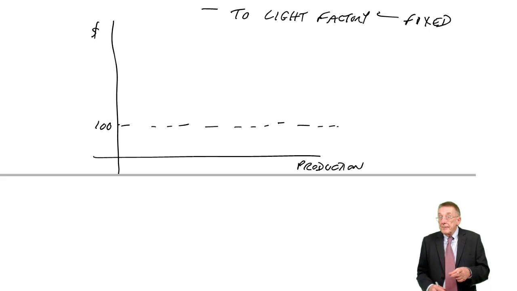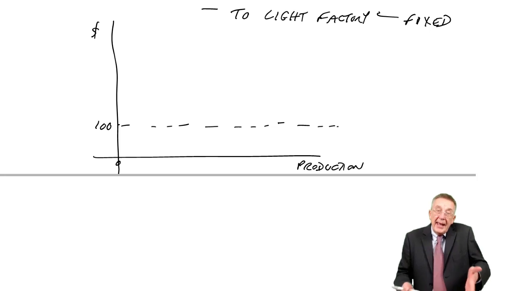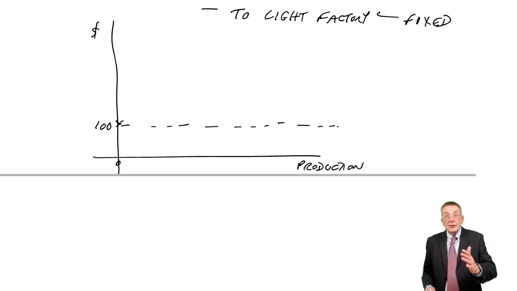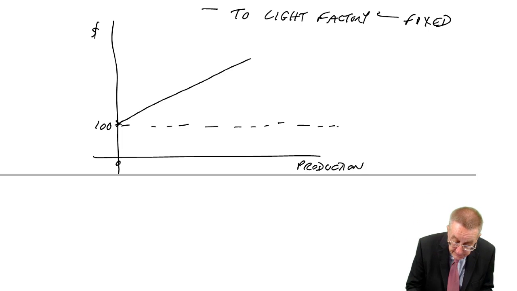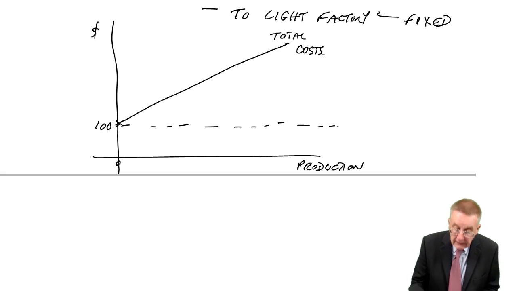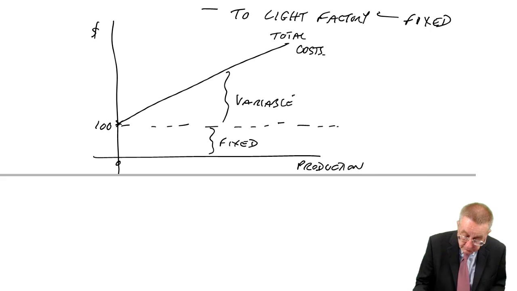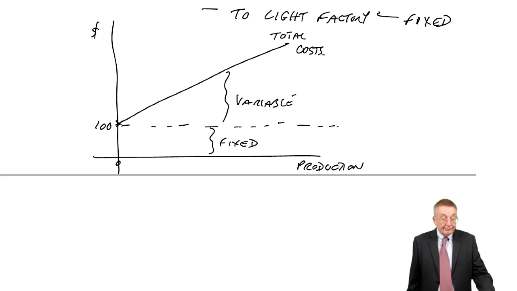But in addition, there's the electricity to run the machines. Well, if we don't produce any, there's no extra electricity. And we're just paying the fixed cost of 100. The more I produce, the more electricity for the machines. And so the total cost will look like that. And it's made up of two bits. It's made up of the fixed cost plus the variable. So that's a nice one.